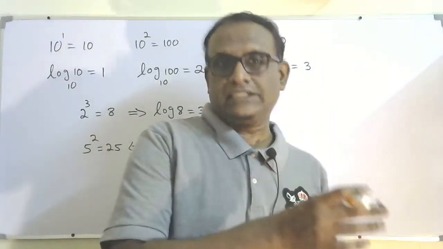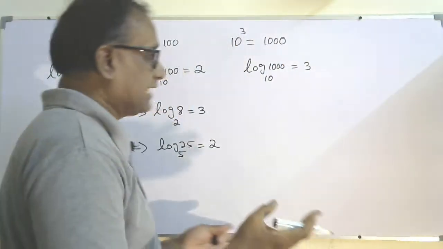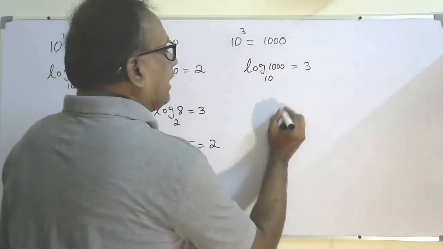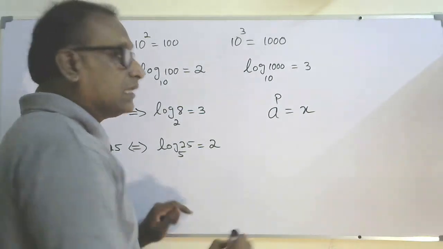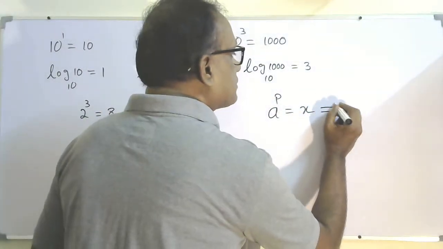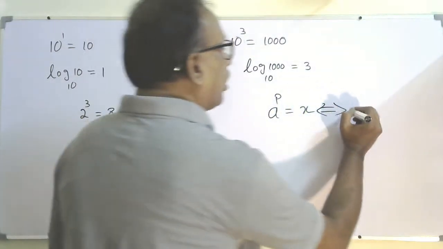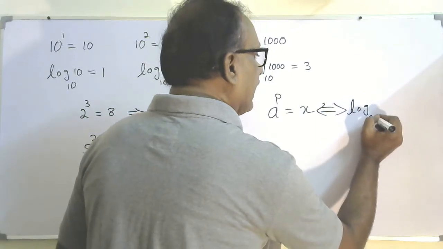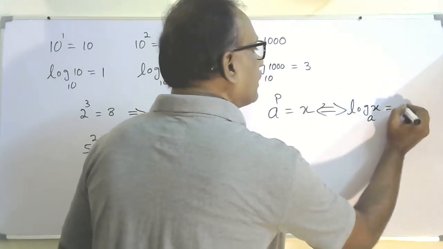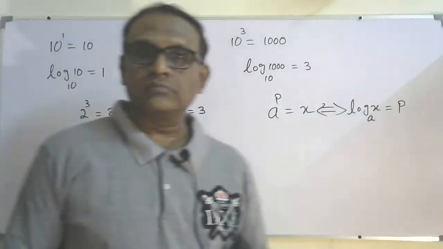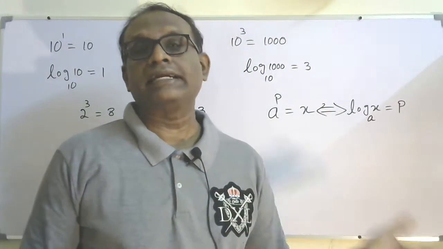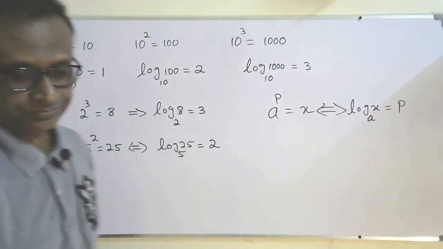Logarithm is something related to indices. So generally I can say, if a to the power p equal x, that could be written in terms of logarithm as log a of x equal p. That's the meaning of logarithm, right? So actually logarithm is something related to index.